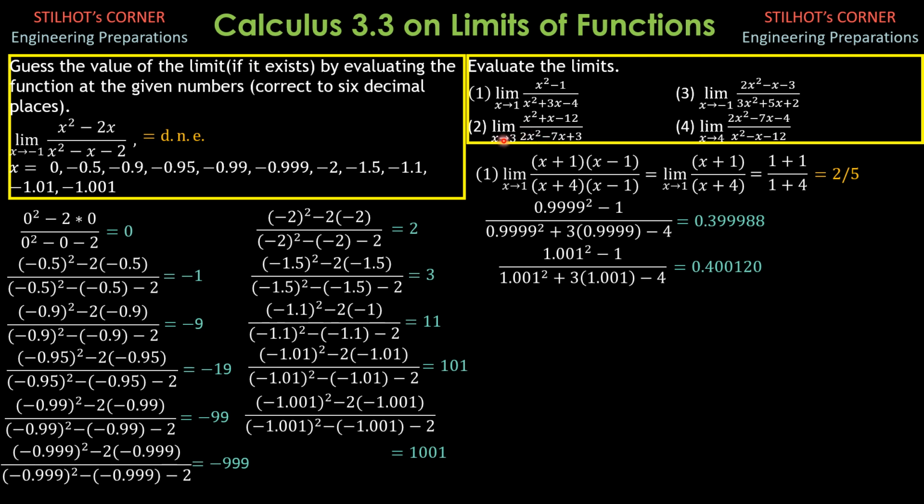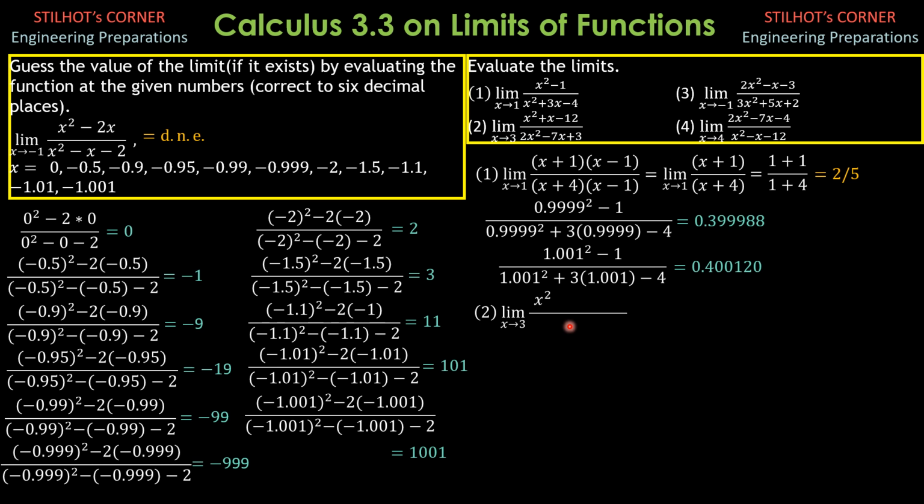For number 2, as x approaches 3, 3 square is 9 plus 3, 12 minus 12. The numerator approaches 0. Then the denominator, 2 times 3 square, which is 18, minus 7 times 3, which is 21. So 18 minus 21, negative 3, plus 3 is approaching 0 also, the denominator. So that means both the numerator and the denominator have a common factor of x minus 3. So factors of the numerator would be x plus 4 times x minus 3, and in the denominator 2x minus 1, and x minus 3.